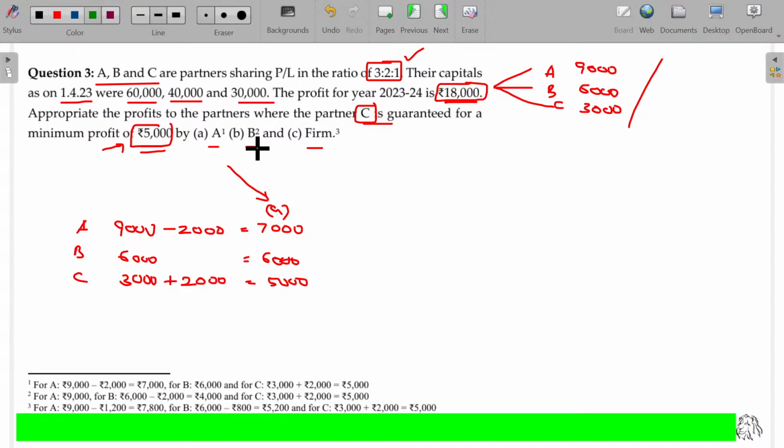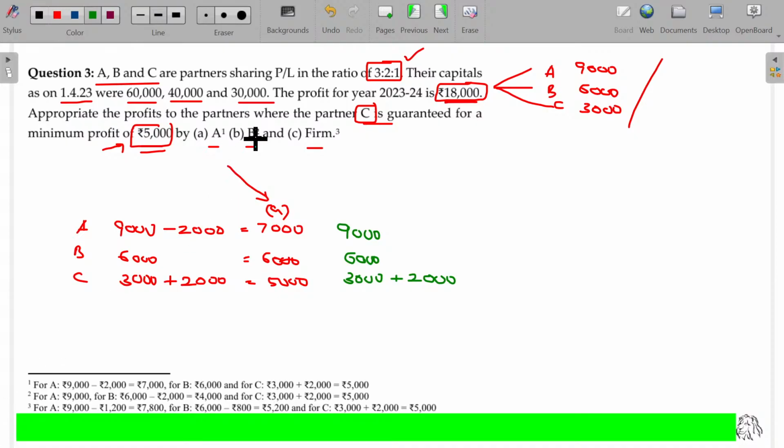If the guarantee is given by B, what happens? 9,000, 6,000, 3,000 is the P&L ratio as per the P&L ratio. But C is guaranteed a minimum of how much? 2,000 rupees. Minimum 2,000 rupees. As the guarantee is given to C, he has to be given 5,000 only.